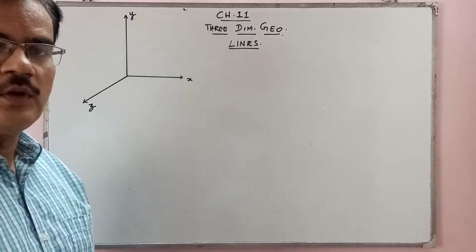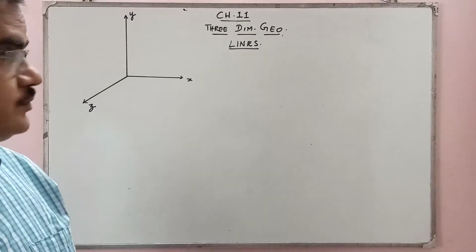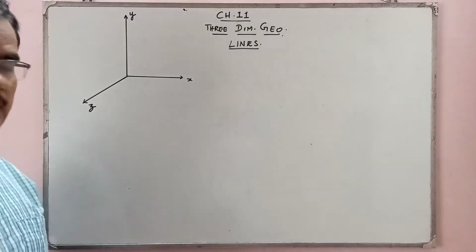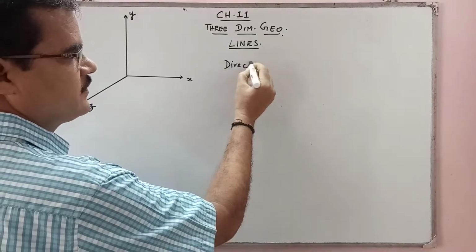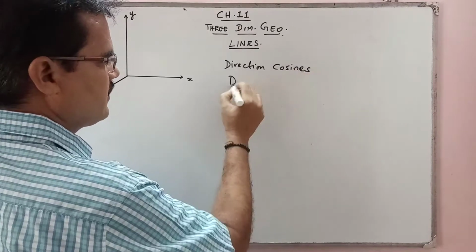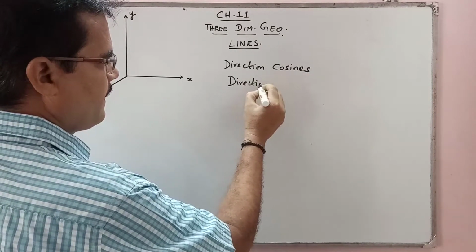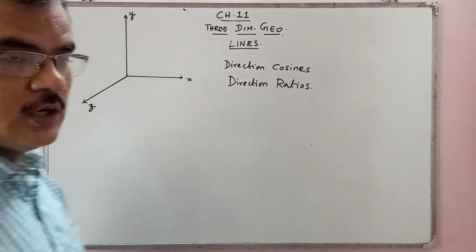Welcome back, children. Now we are going to see three-dimensional geometry lines. We are going to learn two things: direction cosines and direction ratios. These two are important concepts which you should learn and understand.